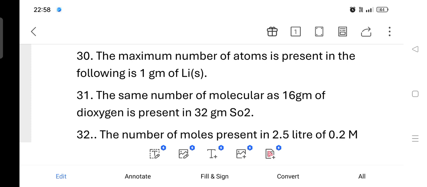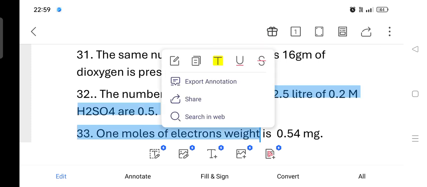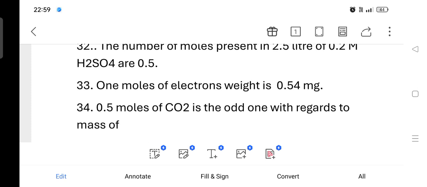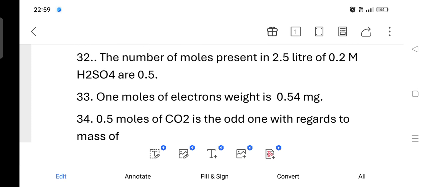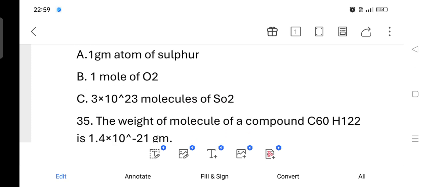The maximum number of atoms is present in 1 gram of Li. The same number of molecules as 16 gram of dioxygen is present in 32 gram SO2. The number of moles present in 2.5 liters of 0.2 M H2SO4 is 0.5. 1 mole of electrons weighs 0.54 mg. 0.5 moles of CO2 is the odd one out with regard to mass of 1 gram atom of sulfur, 1 mole of O2, 3 into 10 to the power of 23 molecules of SO2.